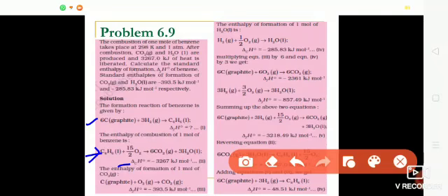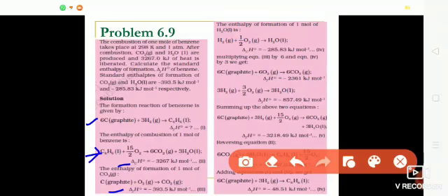Now the enthalpy of formation for 1 mole of carbon dioxide is also given to us, and to write the enthalpy for the formation of carbon dioxide, we will write the reaction where carbon in its standard form, that is graphite, reacts with oxygen to form 1 mole of carbon dioxide. So in this reaction the heat of formation is mentioned.